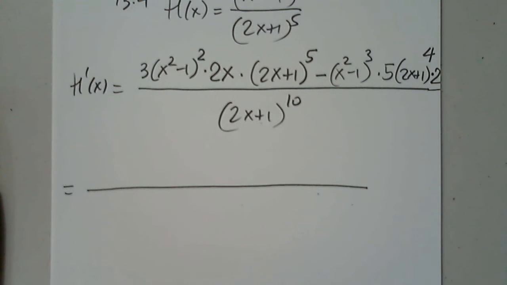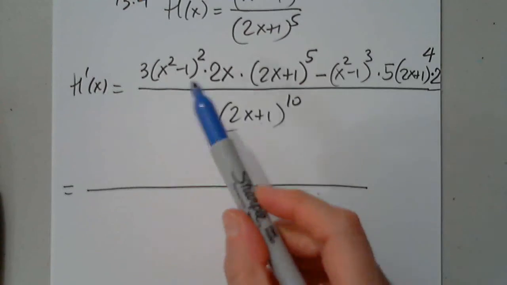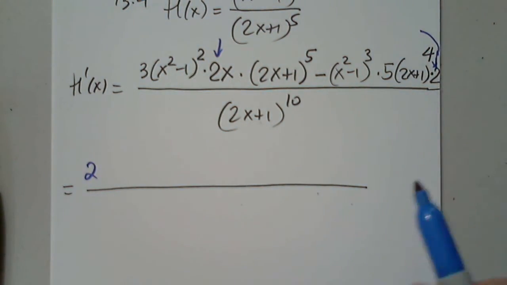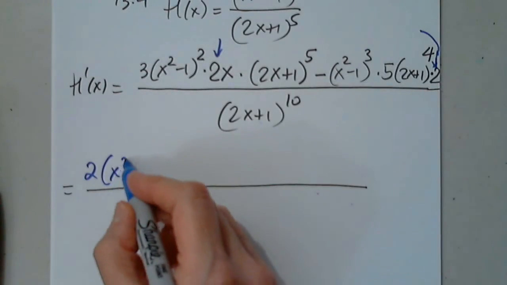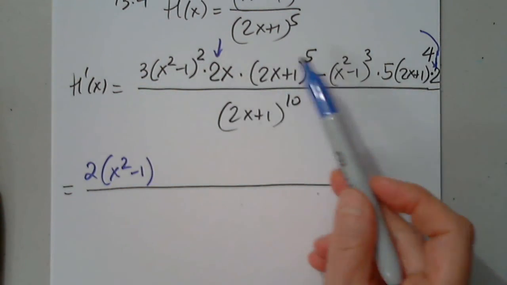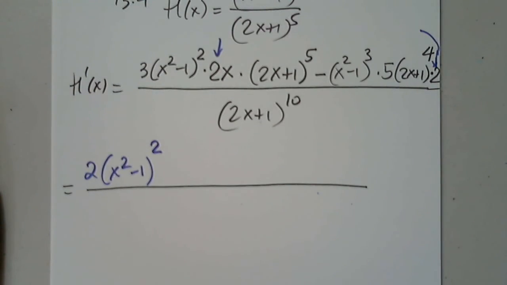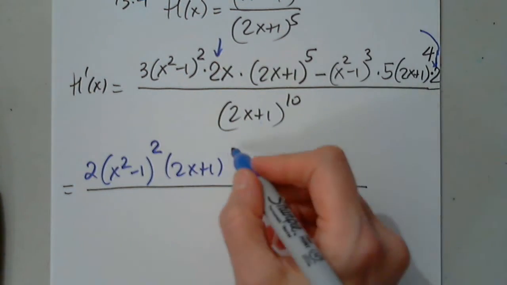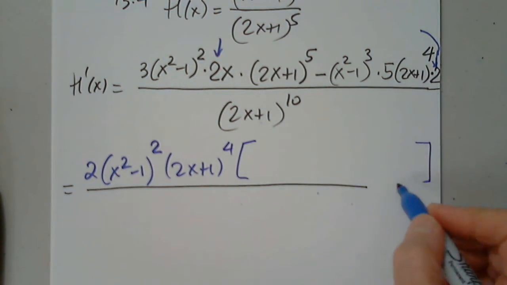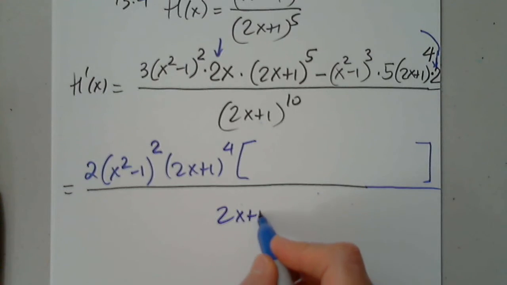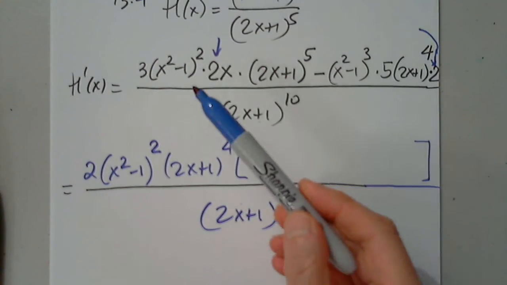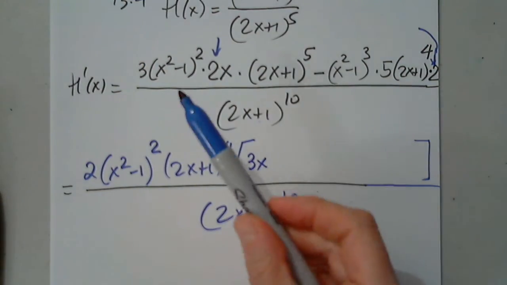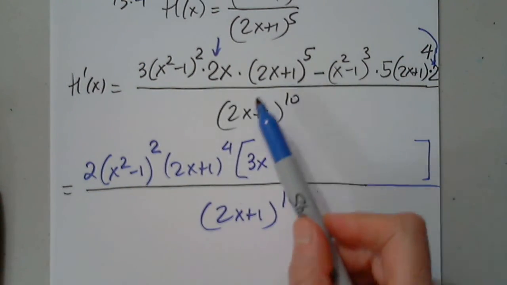So a 2 is out. This one, (x squared minus 1), power 2, power 3, it has to be 2. (2x plus 1), power 5, power 4, so it has to be 4. The 2 is out, but there is an x left with a 3. This is completely out, but there is 1 left over here.